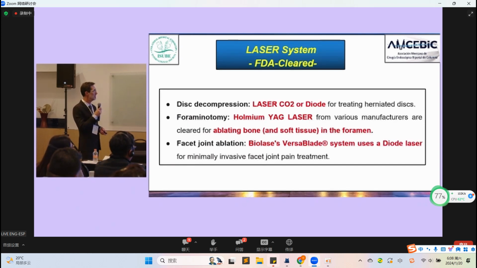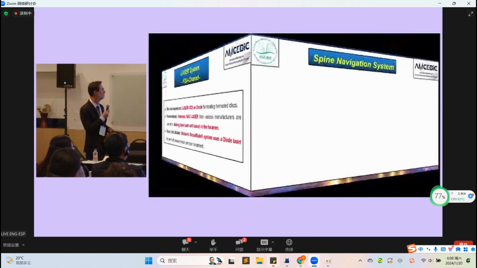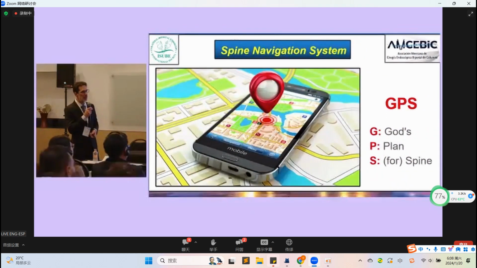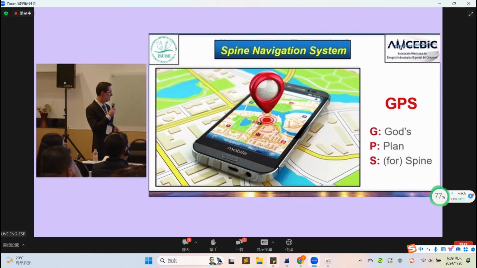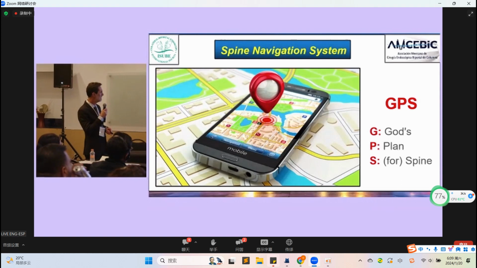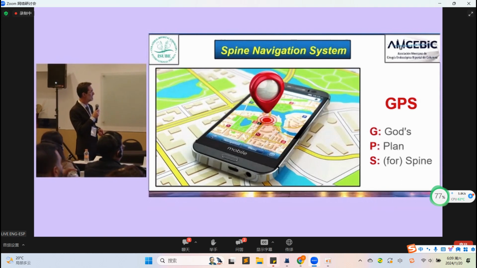The FDA cleared laser systems for the spine: for disc decompression, a diode laser; for foraminotomy, Holmium; and for facet joint ablation, a diode laser too. Maybe the most interesting for us, because it's frequently used, is spine navigation.